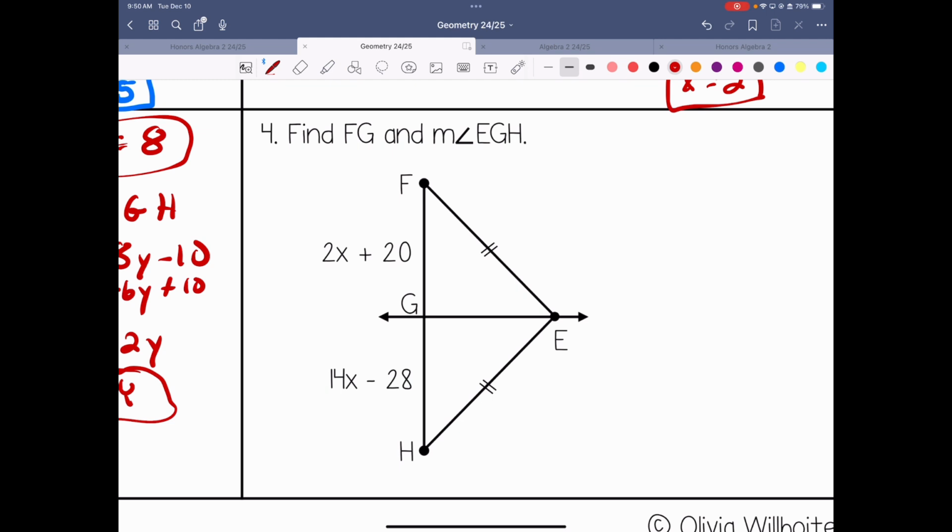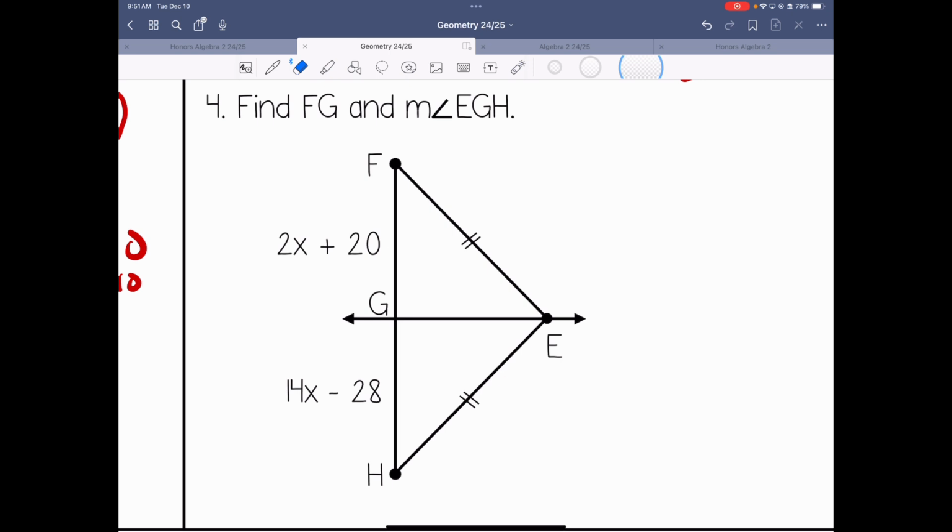Just find FG. Don't worry about finding the measure of the angle yet. Oh, we could find the measure of this angle. It gives it to us, I guess. We could do both. Find FG and find the measure of EGH.